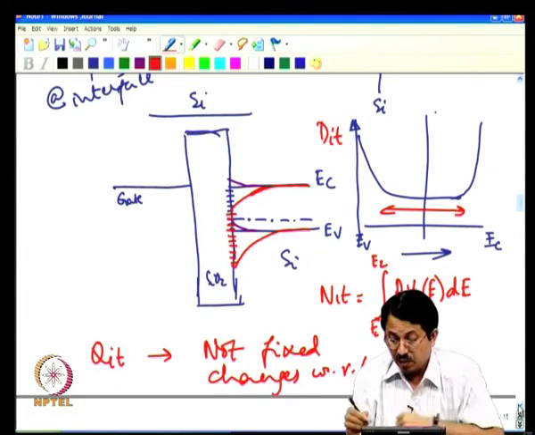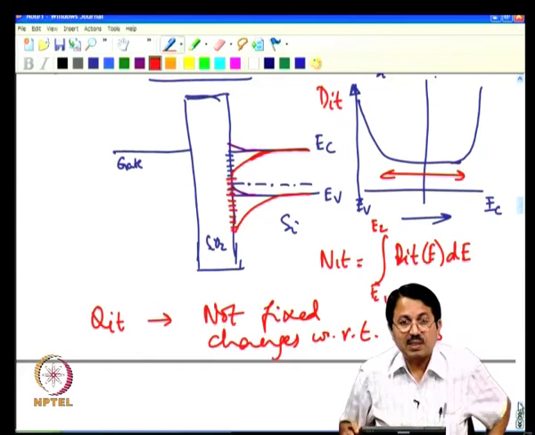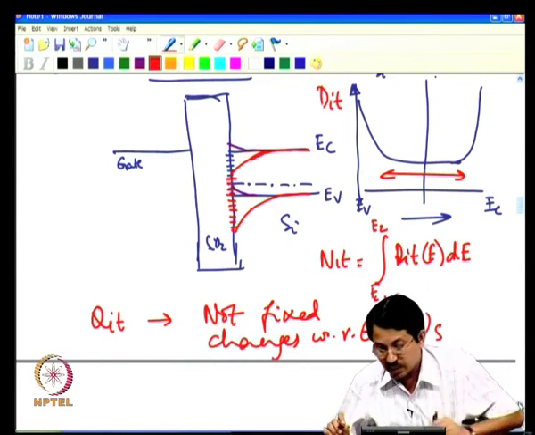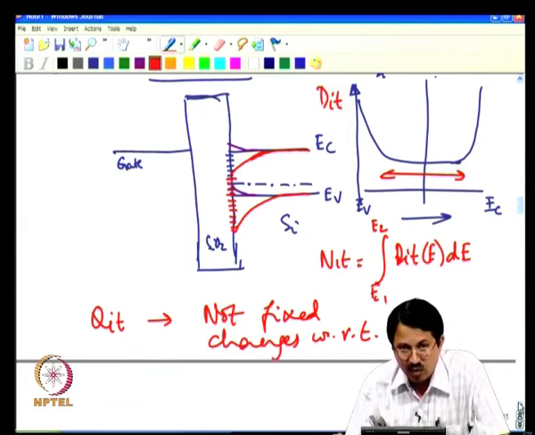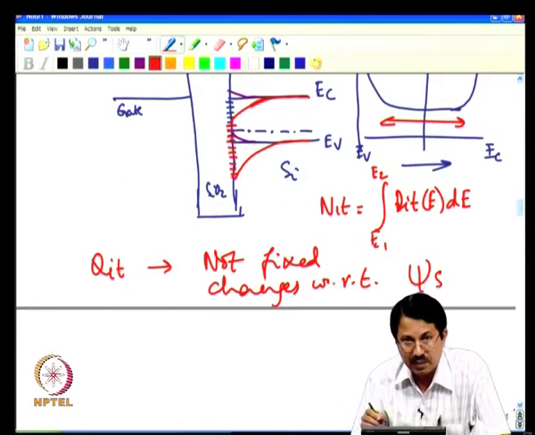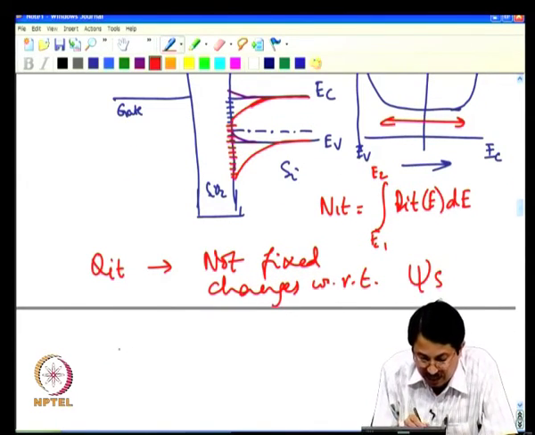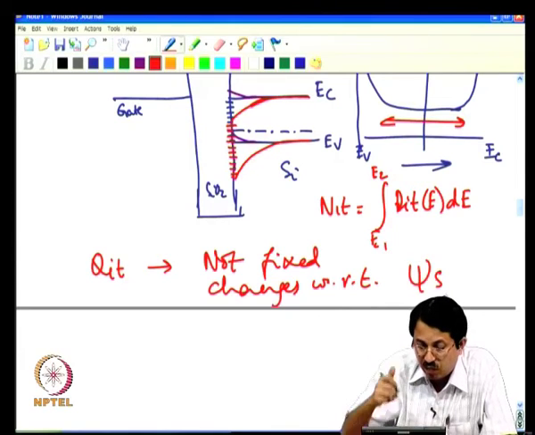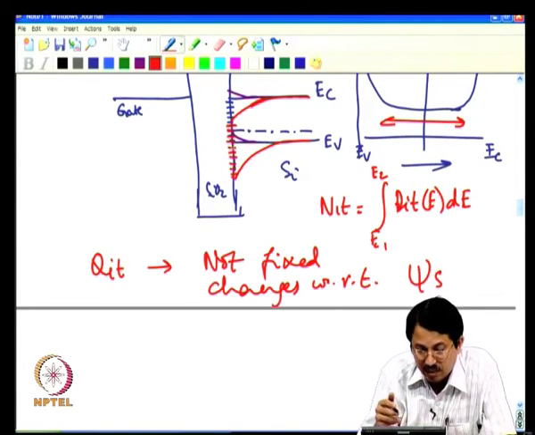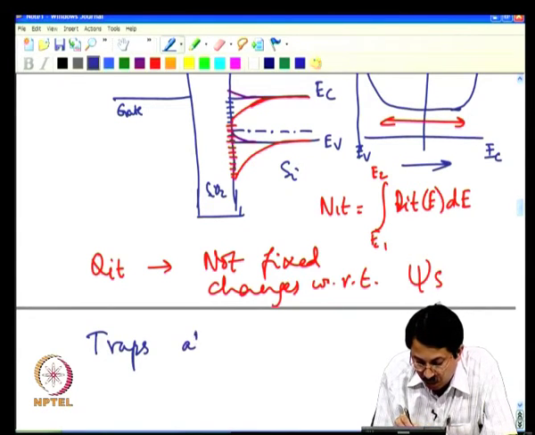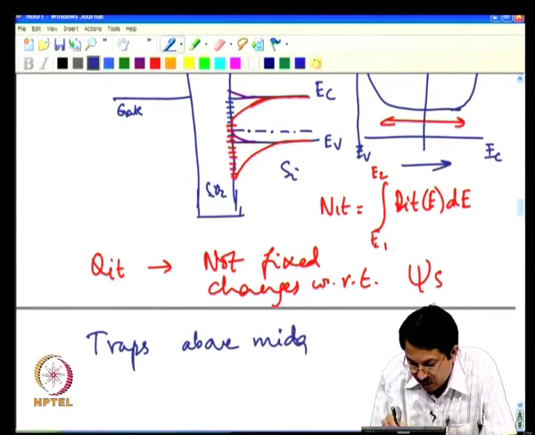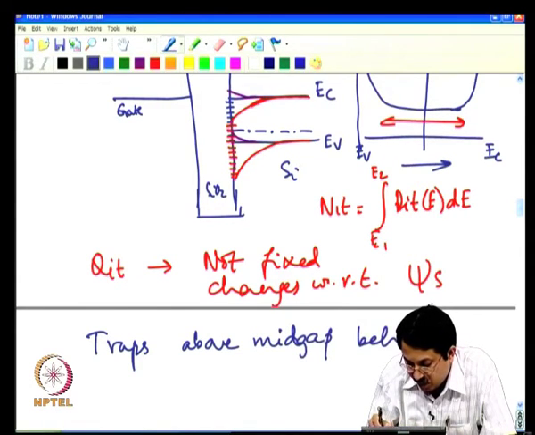Okay. Now that depends on the nature of the interface traps. Based on all the experimental studies and a lot of theoretical studies as well, a fairly good model for interface state traps has evolved, and that essentially states that if you have traps in silicon distributed from the conduction band all the way to the valence band edge, the model says that the traps above mid gap behave as acceptor like traps.